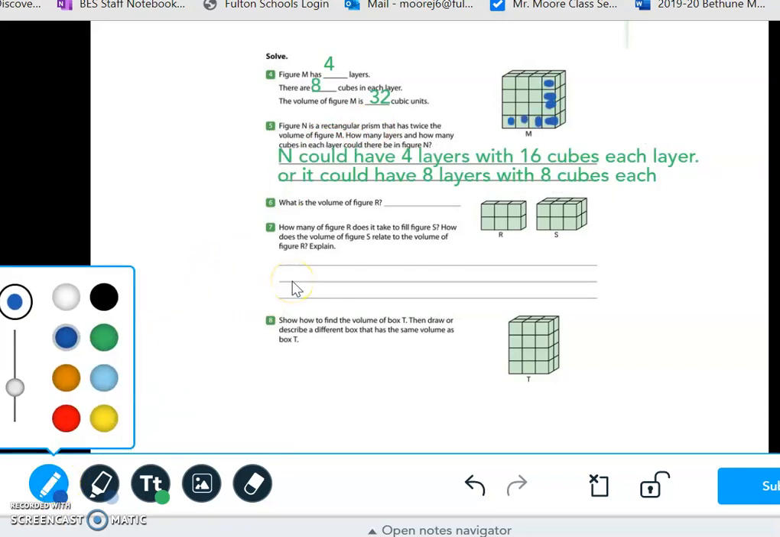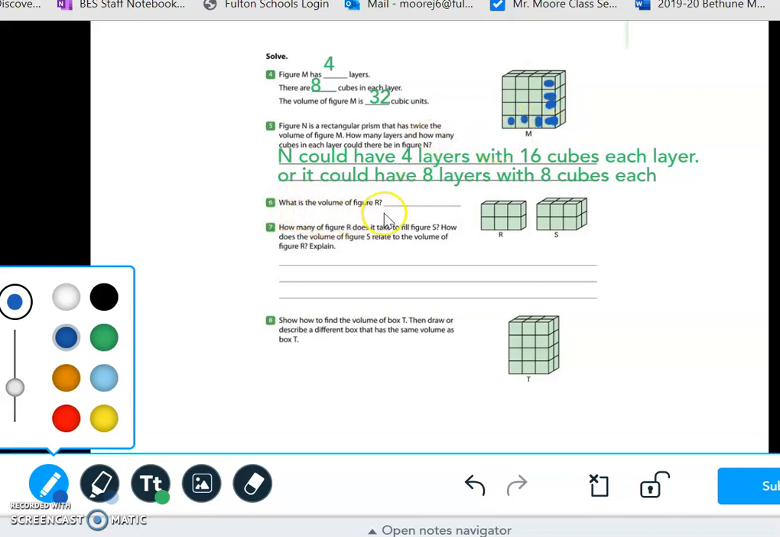All right, so when answering our questions, we can say that N could have 4 layers with 16 cubes in each layer, or it could have 8 layers with 8 cubes in each layer. That's again if we had double our 32. This was for our 32, which is the volume for this one here, because we had our 4 by 8, 4 by 8, 4 by 8. So now we want to look at 6.